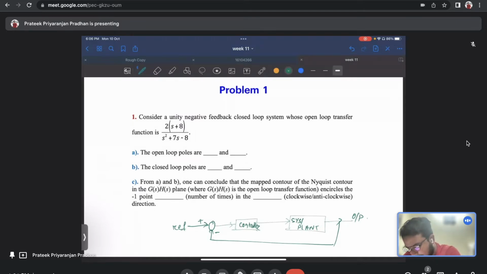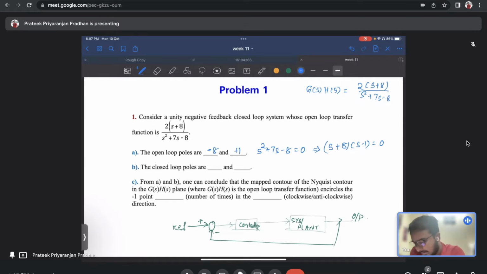In the question, G of S into H of S is given as the open loop transfer function: 2 into S plus 8 divided by S square plus 7S minus 8. The first question asks, what are the open loop poles? We equate the denominator S square plus 7S minus 8 to 0. That means S plus 8 into S minus 1 is equal to 0. That means the poles are minus 8 and plus 1.